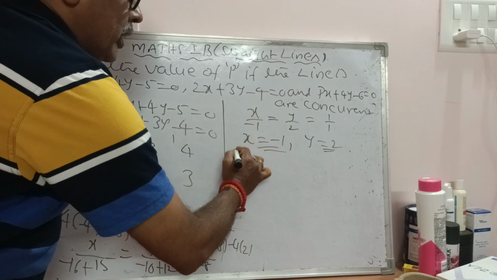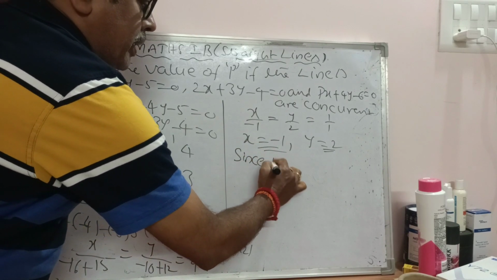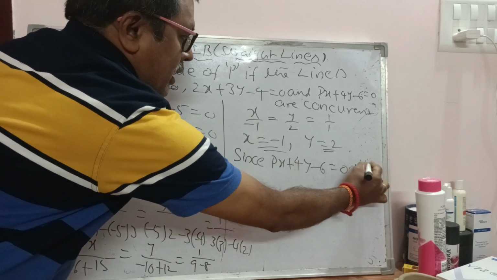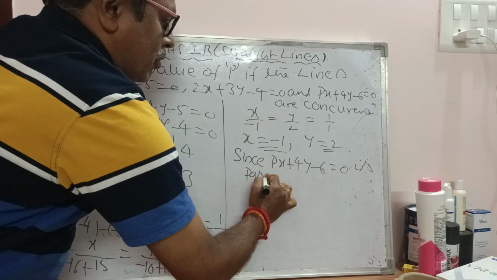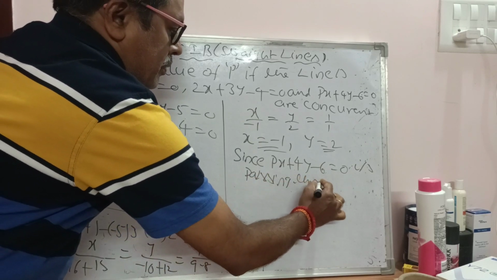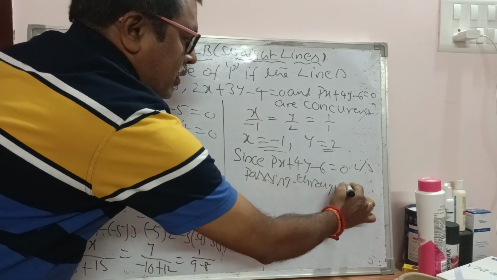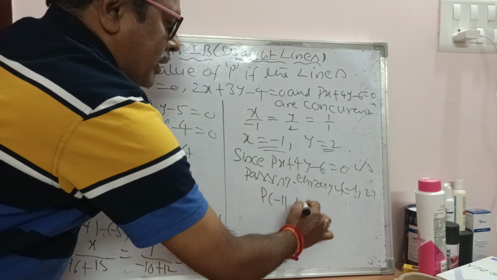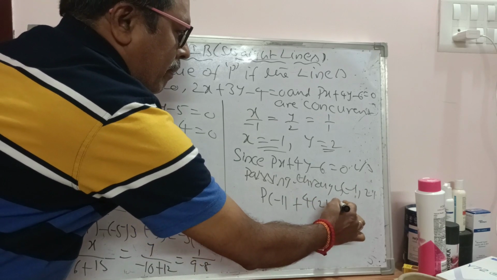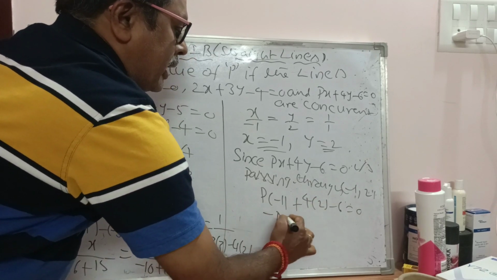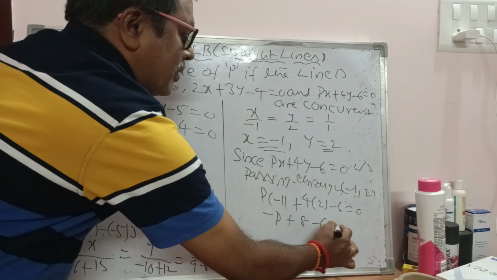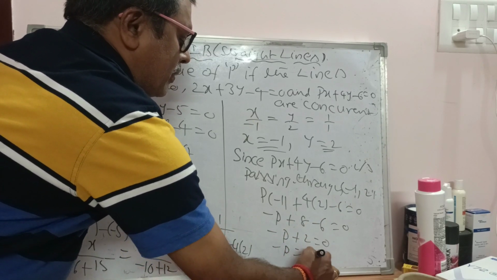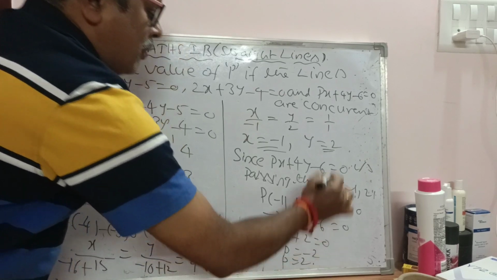Therefore, since px plus 4y minus 6 is equal to 0 is passing through minus 1 comma 2, so p into minus 1 plus 4 into 2 minus 6 is equal to 0. Minus p plus 8 minus 6 is equal to 0. Minus p plus 2 is equal to 0. Minus p is equal to minus 2. P is equal to 2.